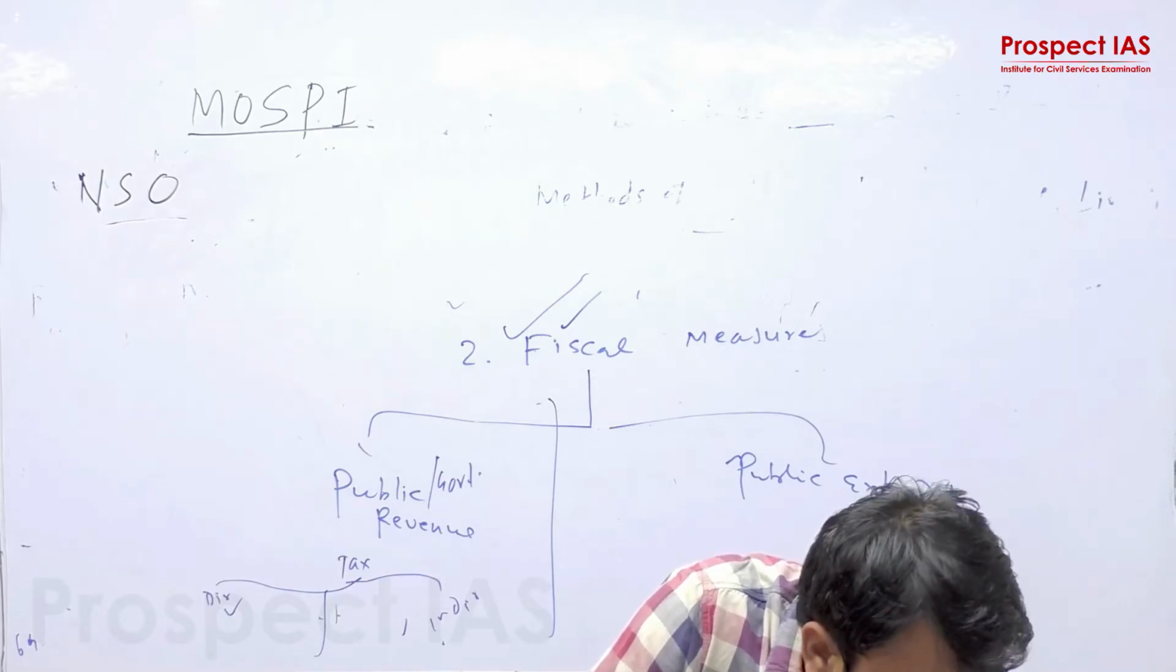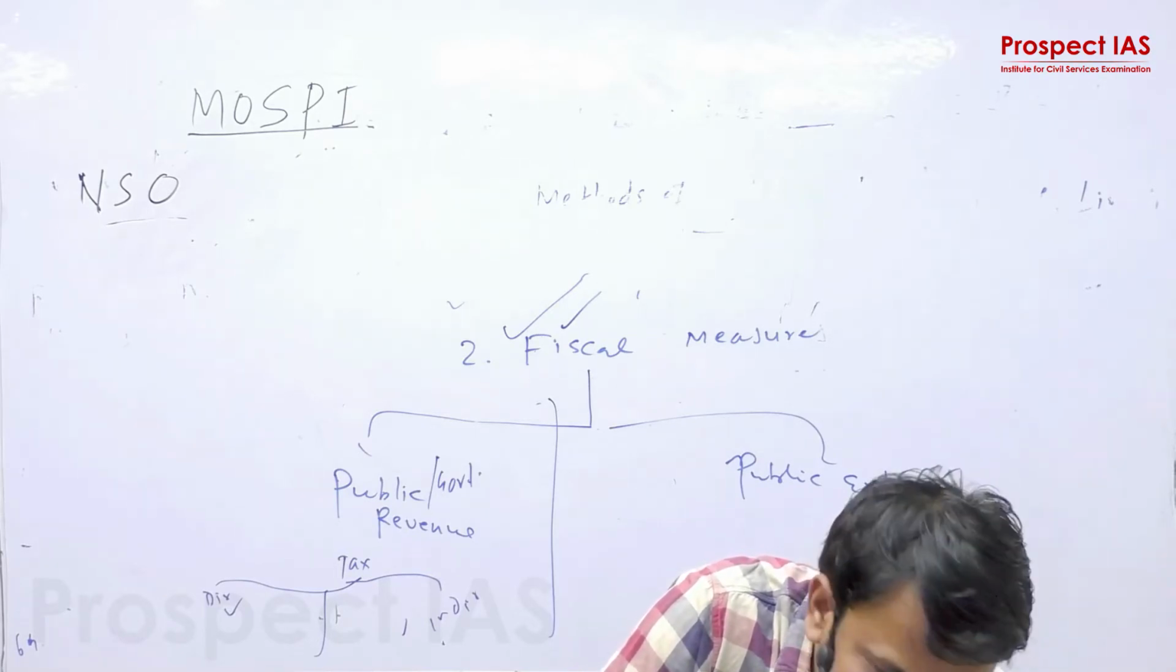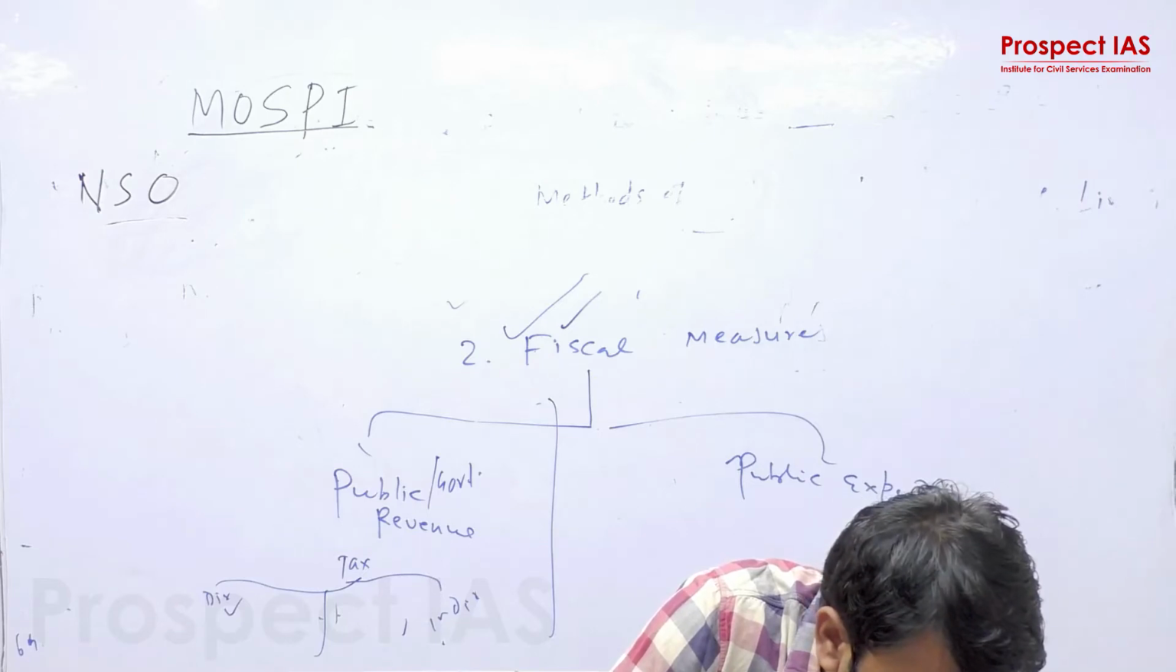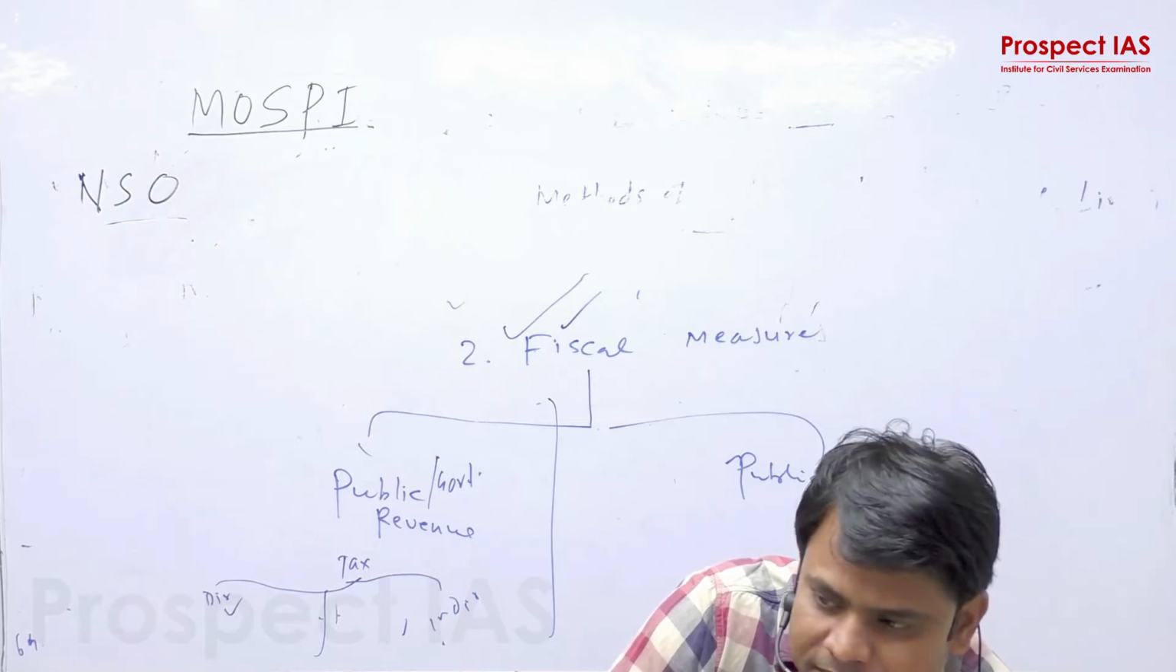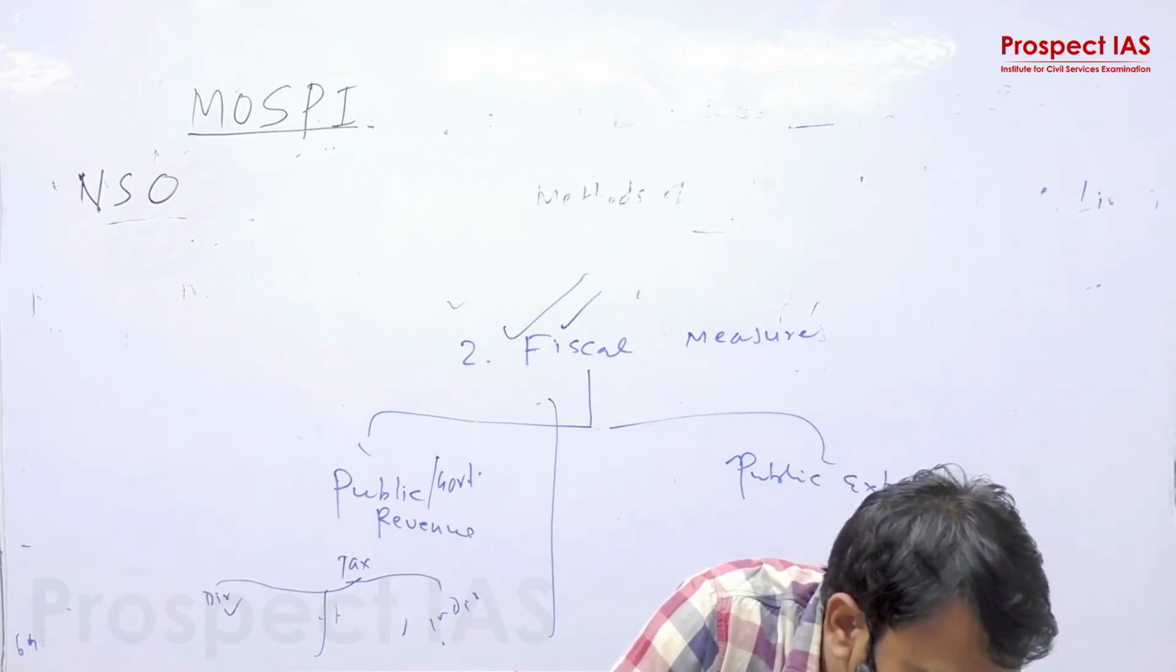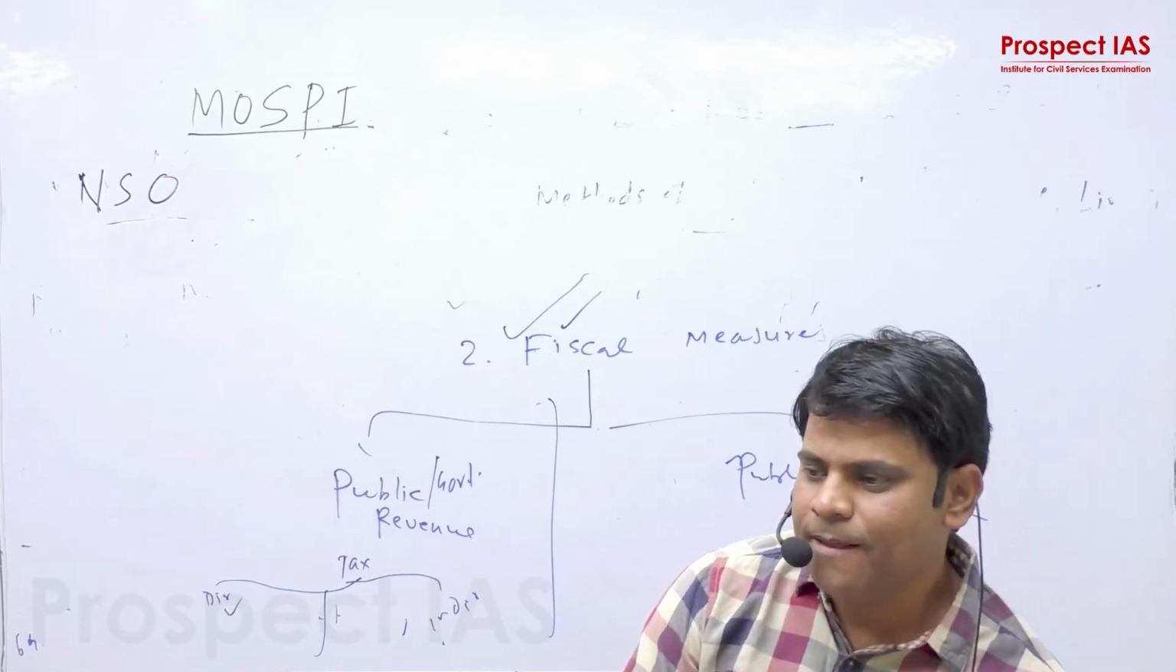Nakul is saying that direct is one which is direct. Direct is one which is directly taken from citizens like income tax, है ना? Very good. And indirect tax like GST.